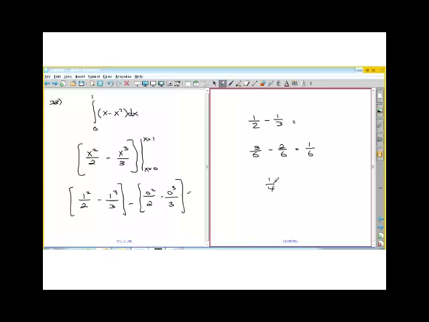And remember what I said? I said the answer was going to be between a quarter and an eighth, which of course 1/6 is in that range. This is the area, not x. So my ballpark estimate was correct.